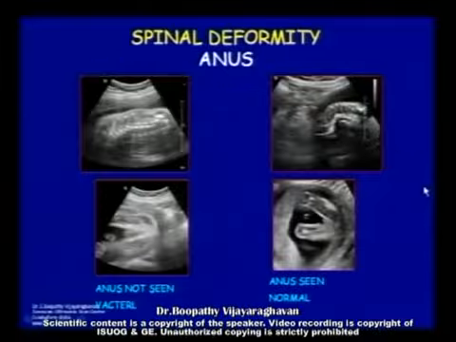Now with spinal deformity, when fetuses show spinal deformity, it may be part of VACTERL or it may be isolated. So here you see a hemivertebra and the anus was not seen. So then you are in favor of VACTERL complex, as opposed to this fetus where there is a spinal anomaly but the anus is normal.